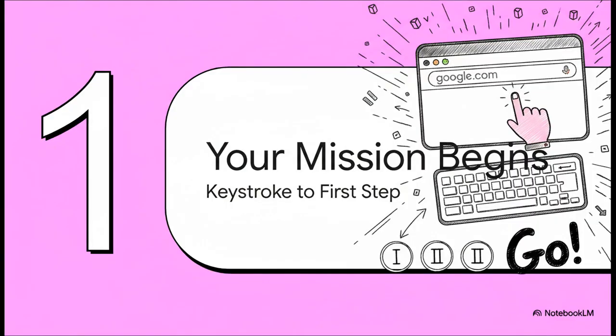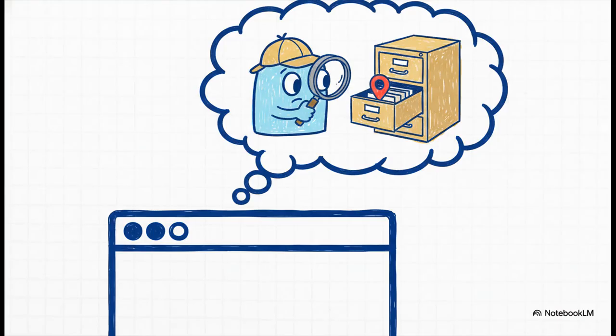So our whole mission kicks off with that one simple action. You press the enter key. And that's the starting gun for this whole incredible process. Okay, so the very first thing your browser does is, well, it tries to be smart and save itself some work. It checks its own memory, its cache, to see if you've been to google.com recently.